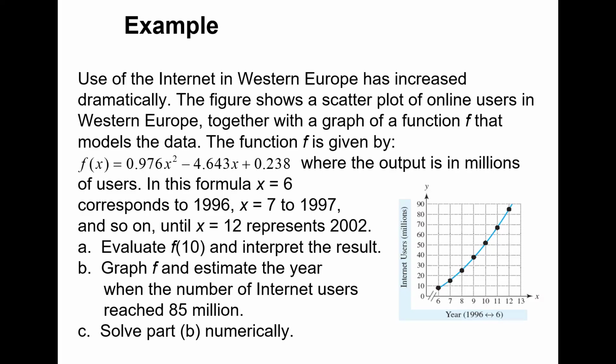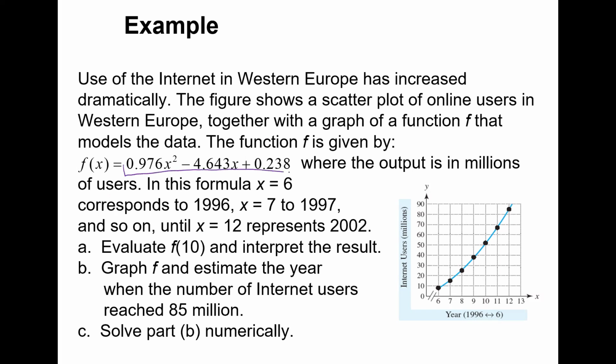All right, so this is kind of a more real-world example. It says the use of the internet in Western Europe has increased dramatically. The figure here shows a scatter plot of online users in Western Europe, together with a graph of the function f that models the data. The function is given by this quadratic function here.